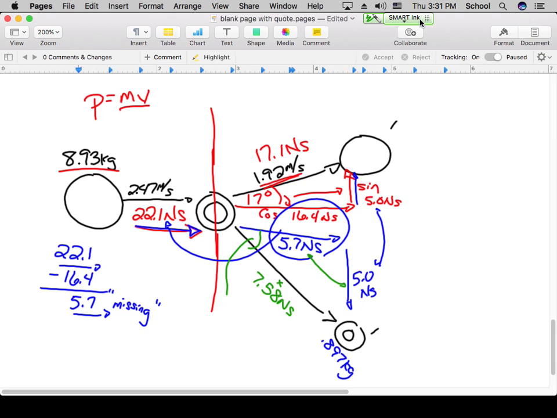Here, to find the angle here, I would want to use inverse tangent. And tangent, of course, is always opposite over adjacent, so we're going to have the opposite over the adjacent. That's going to give me 41 degrees.